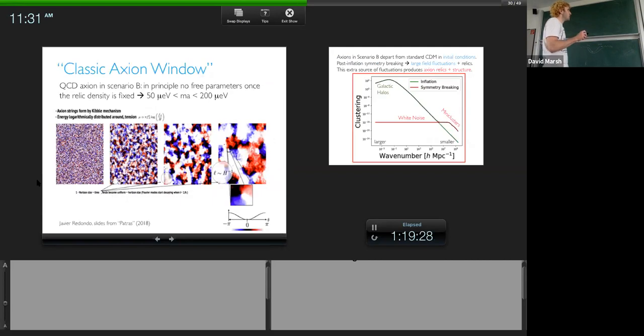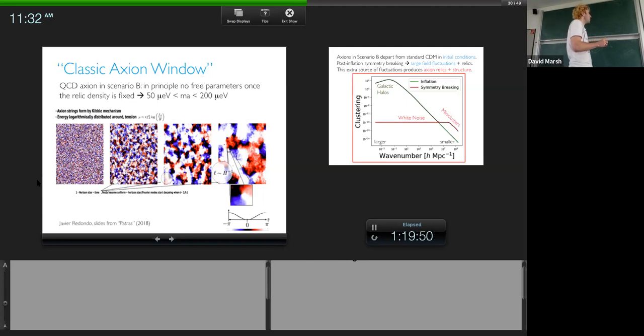So recall the classic axion window. So the QCD, this should say A. QCD axion scenario A has in principle no free parameters once you fix the relic density. There are these uncertainties that we talked about on the relic density due to string decay, but you can still bracket the axion mass, say somewhere between 50 and 200 micro eV.